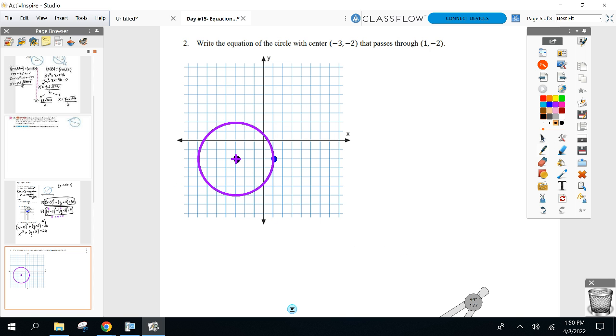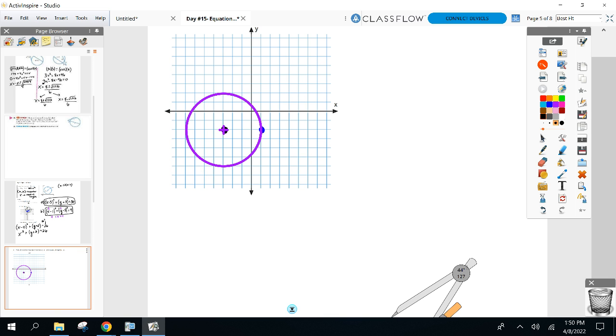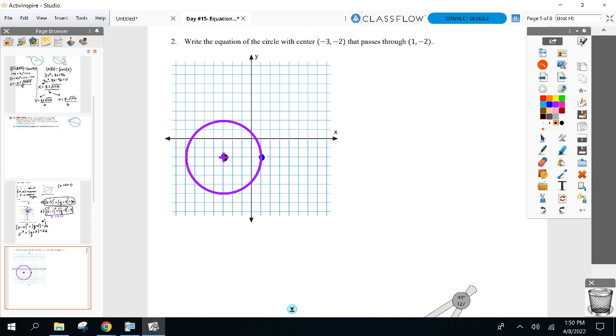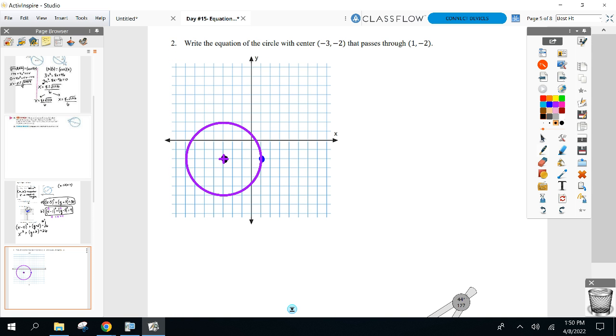All right, there's your circle if you want a visual. We already know the center. So let's plug it in. Oh, look at you guys using your compasses. How beautiful. I've always wanted to go all the way around.